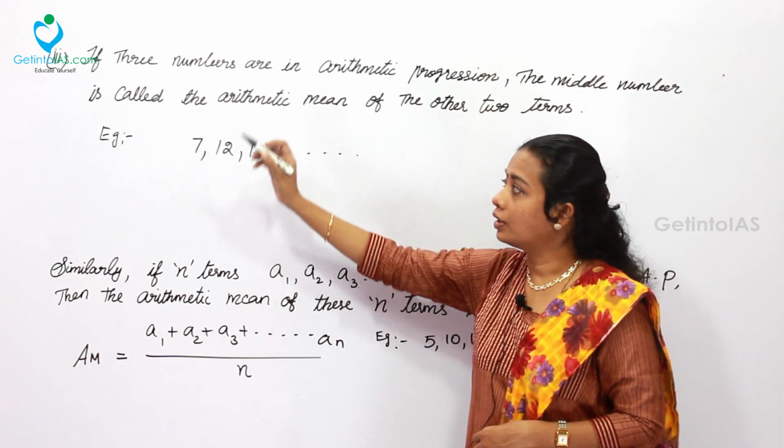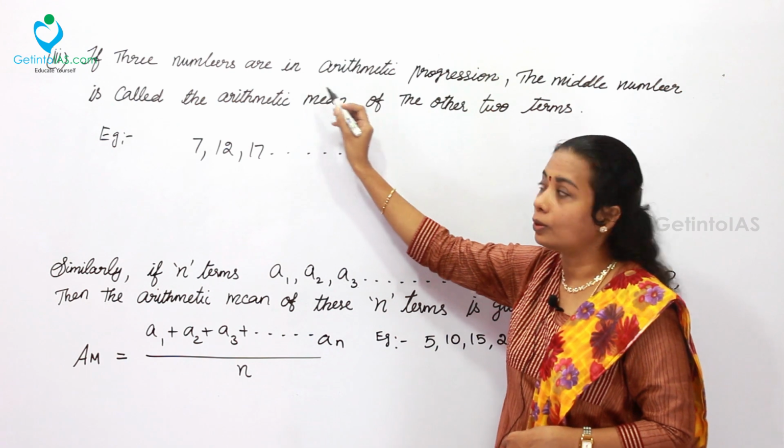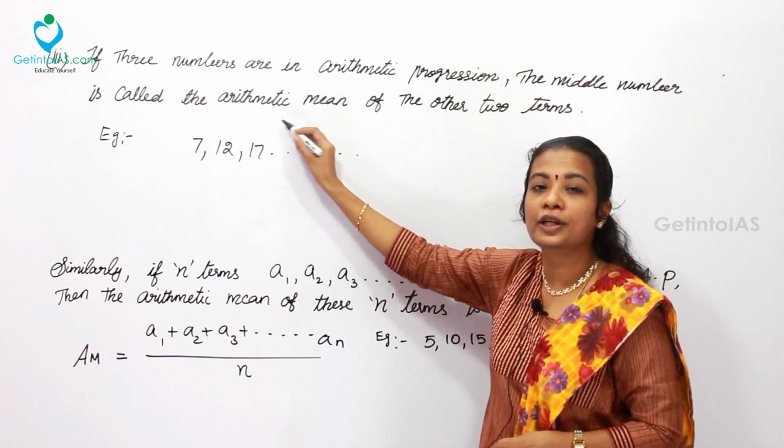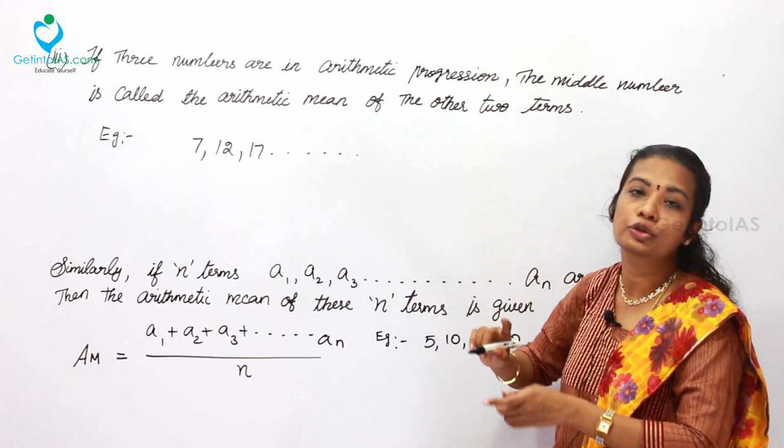The next concept: if three numbers are in arithmetic progression, the middle number is called the arithmetic mean of the other two terms.